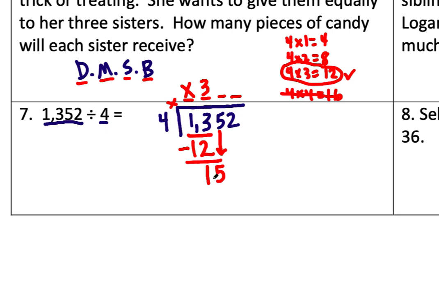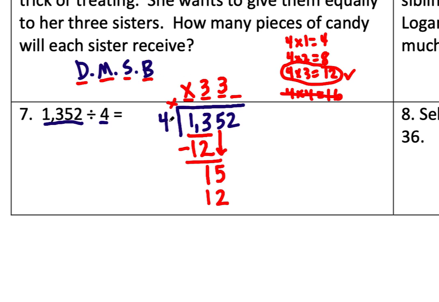So 4 can go into 15 3 times. I put a 3 right above the digit that I brought down, and then I multiply. 3 times 4, which is 12, and I stack that underneath the problem that I just tried to divide 4 into. So notice we divided again. We just kind of restart this whole process. Divide, multiply, subtract, bring down.